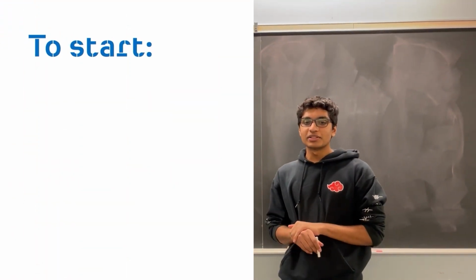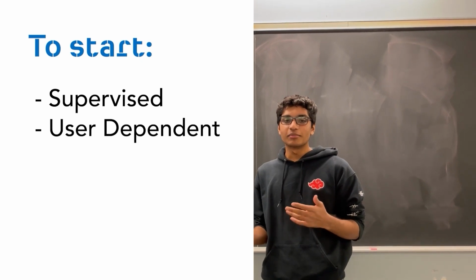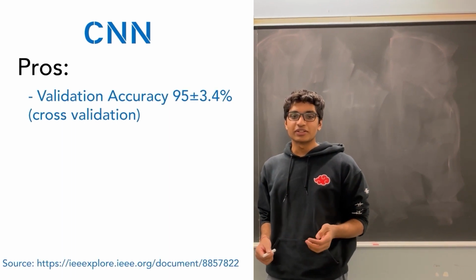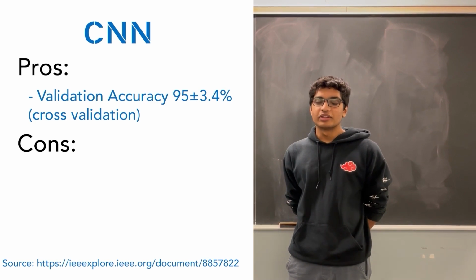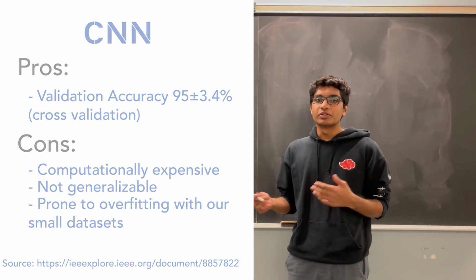Initially, to keep things simple, we wanted to get good results using a supervised user-dependent model. Using a dataset we collected in-house, we trained a CNN with magnitude spectrum features from EEG signals as input. Some of the issues we faced with the CNN model were that it was particularly computationally expensive and it didn't effectively generalize to multiple different people.